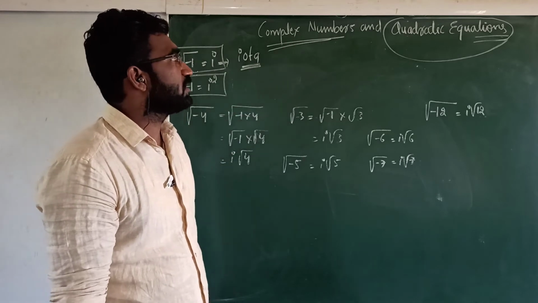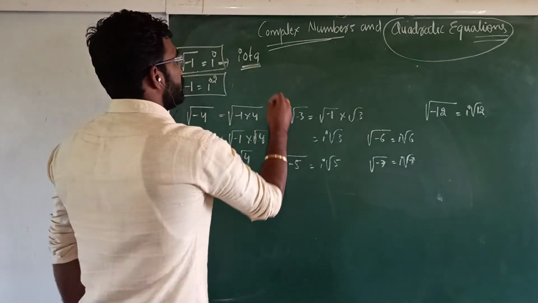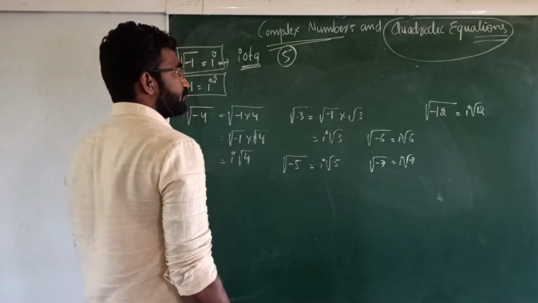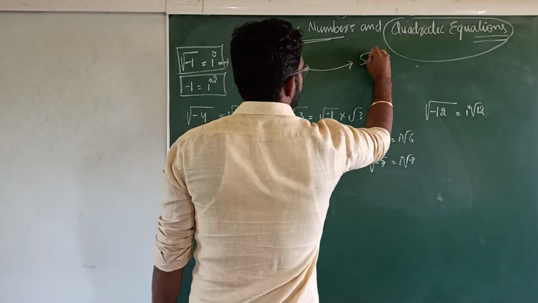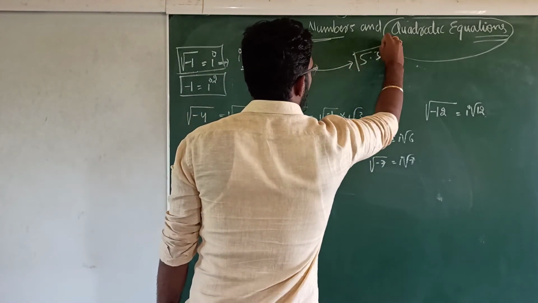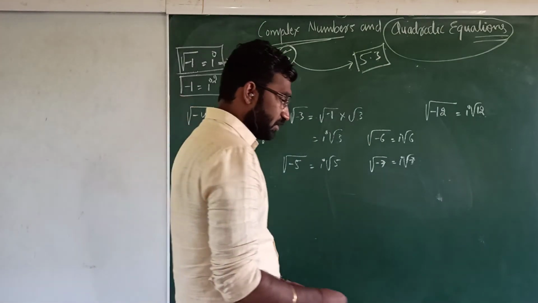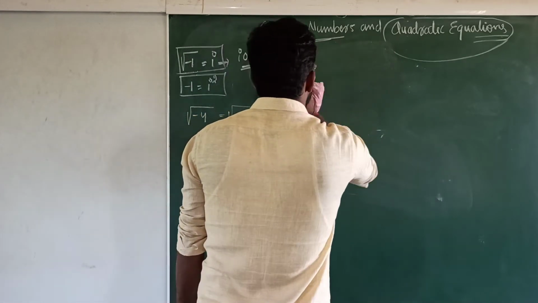Now I will concentrate on complex numbers and quadratic equations, which is the 5th chapter in first PUC mathematics. In that I am going to concentrate on exercise 5.3 in your textbook. In that exercise the questions will be asked like this.